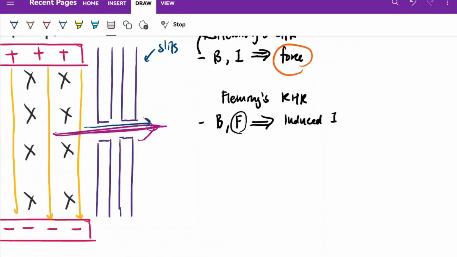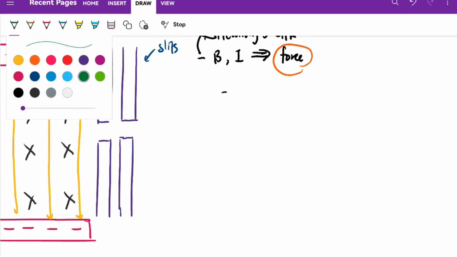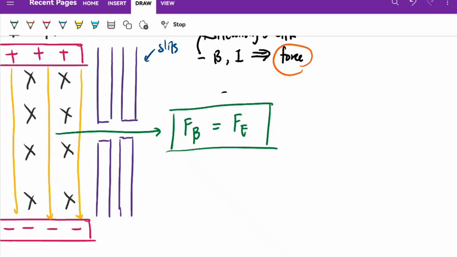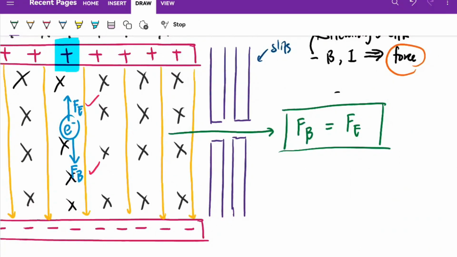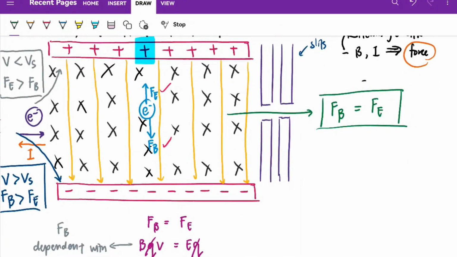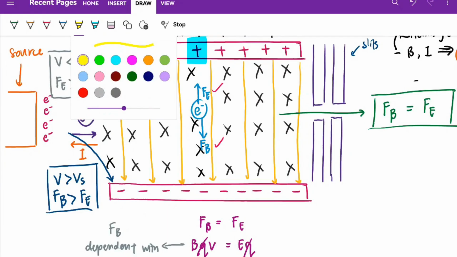Okay, let me write when it goes straight. Okay, when it goes undeflected, what happens is your magnetic force is equal to your electric force, because they are equal and opposite. So they will remain undeflected and they will pass through the slit nicely. So this is exactly how velocity selector works. Simple as that, right?